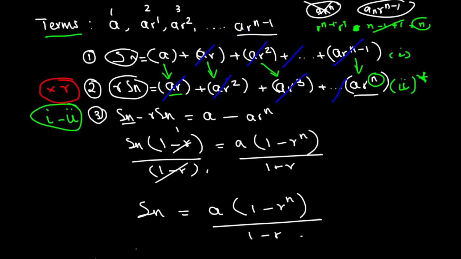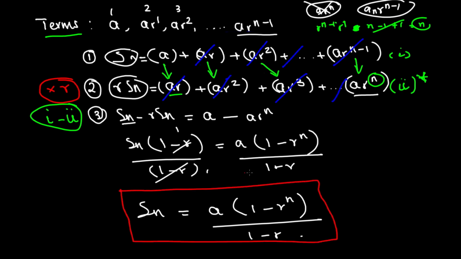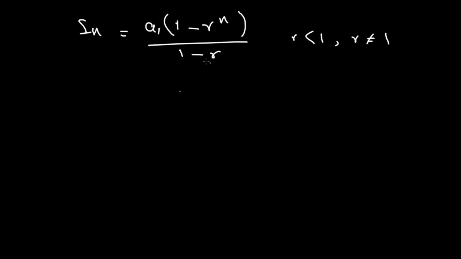Right? So this is how we're going to derive this formula. Now remember the principle here was creating the second equation and then subtracting the two equations. So we have our formula for the sum, which is here.